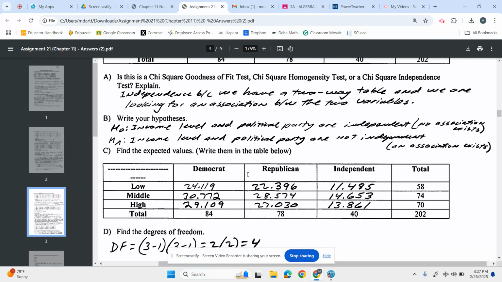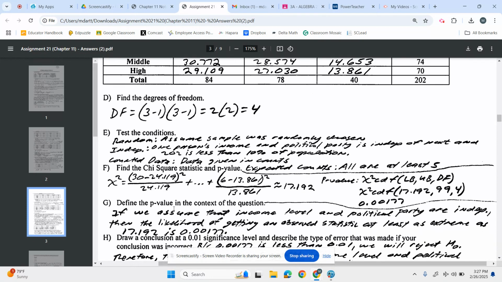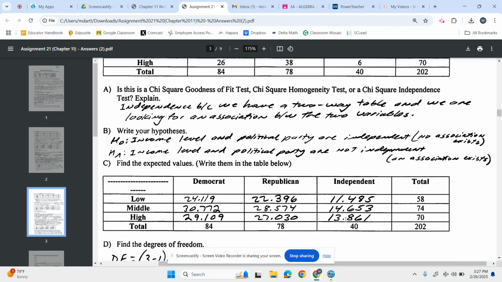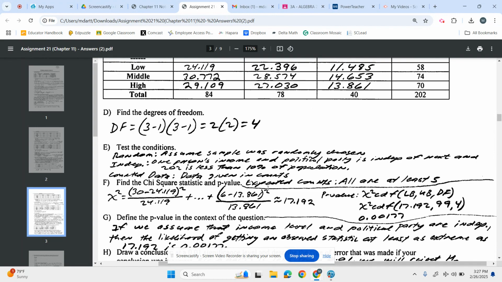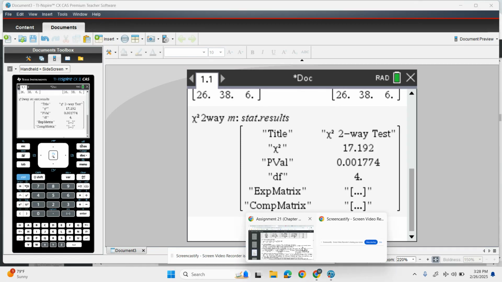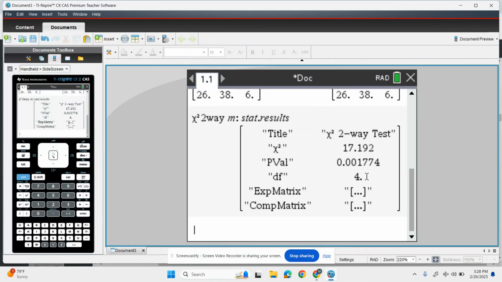So the equation is, here's the observed 30, here's the expected. It's observed minus expected squared over expected plus dot, dot, dot. Now do the last one. Observed is 6. Expected is 13.861, squared, over 13.861. And there was your 17.192, which is right here. And then we already know the p-value is 0.00177 from this right here.